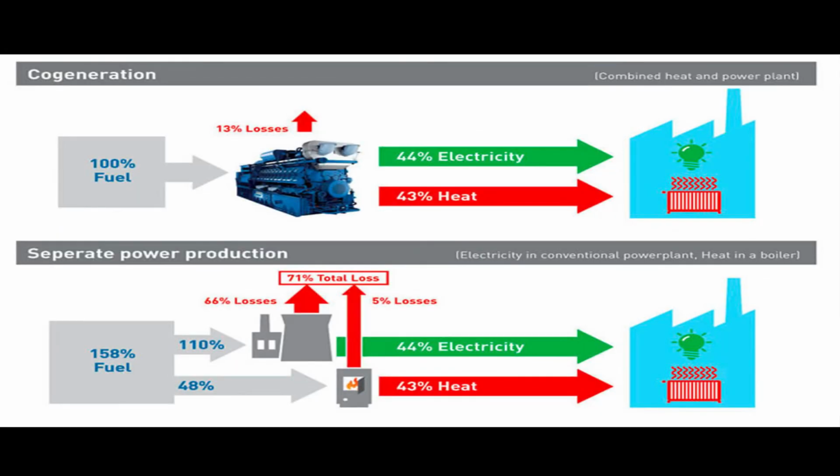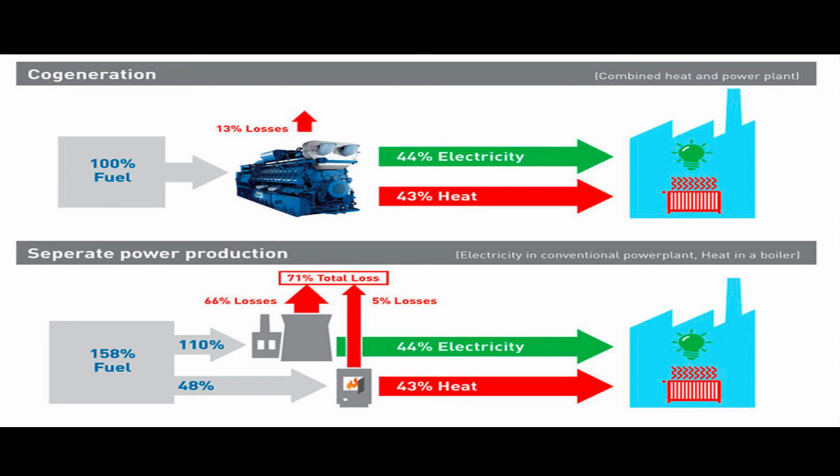Firstly, we have two ways of energy generation. The first one on the top is cogeneration, and the second one down there is separate production. If you look at the top one, the energy input is 100%, whereas if you look below, the energy input is high, it is 158. Now let's look at output. In both the cases, electricity produced is 44%, whereas heat generated is 43%.